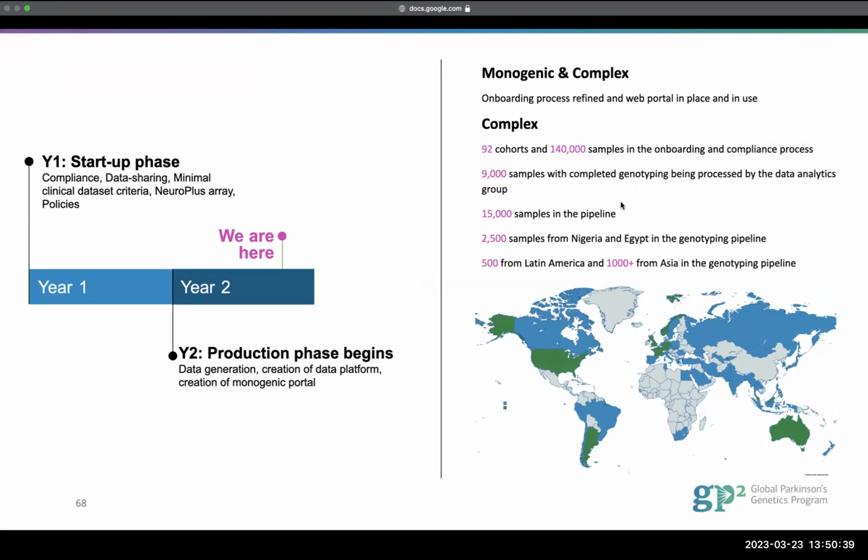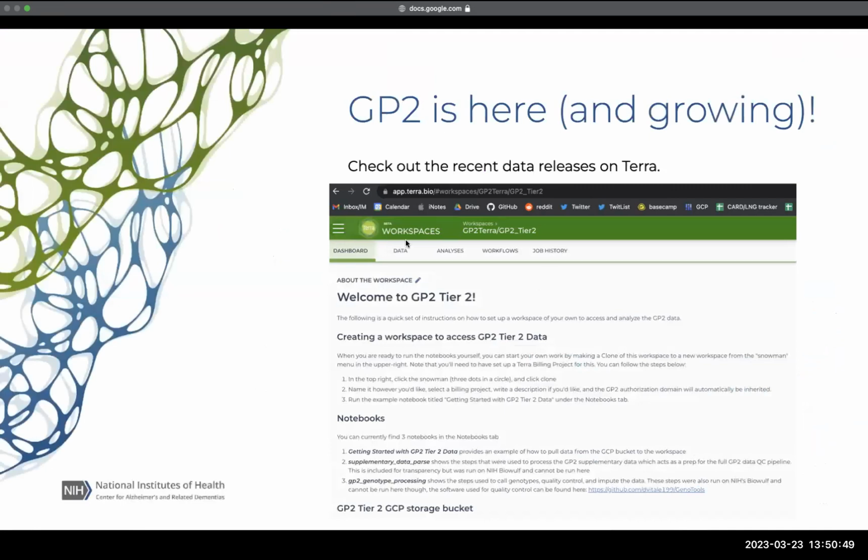And this data is being collected and analyzed, and right now a good portion of the data is publicly available and can be accessed through Terra, which is Terra Bio. If you go to Terra, create an account, and access the data through the GP2 access line.